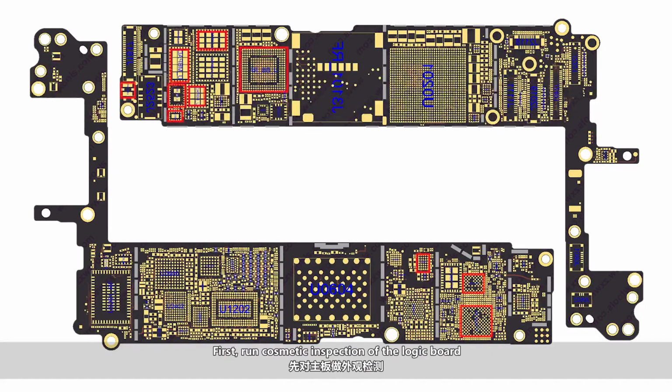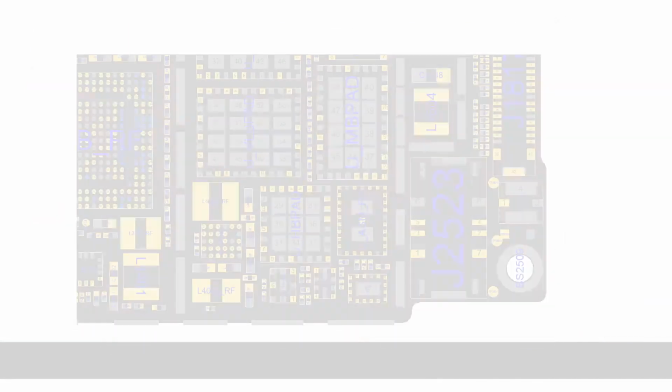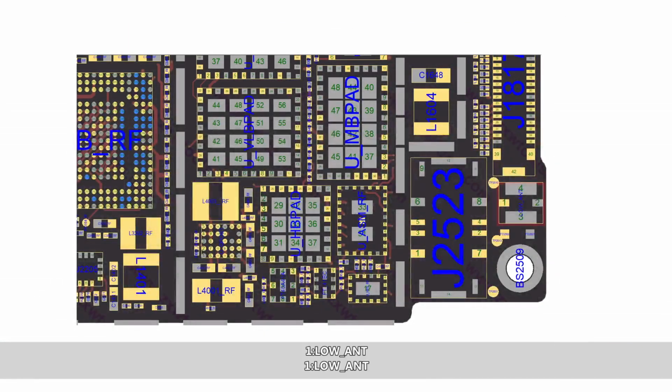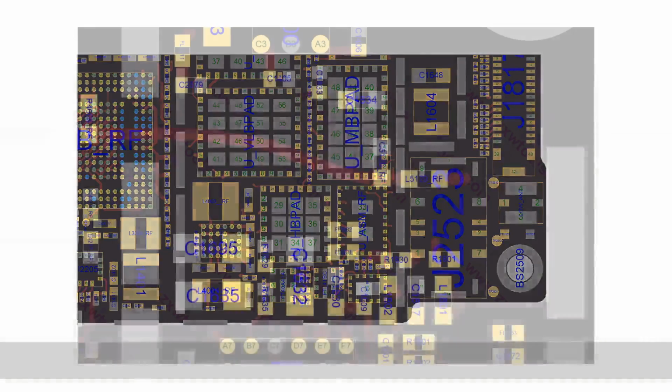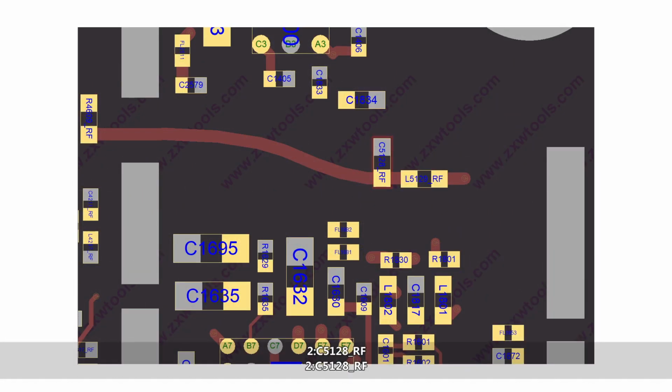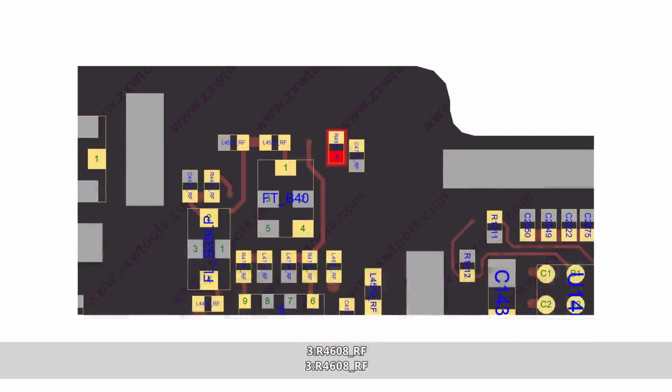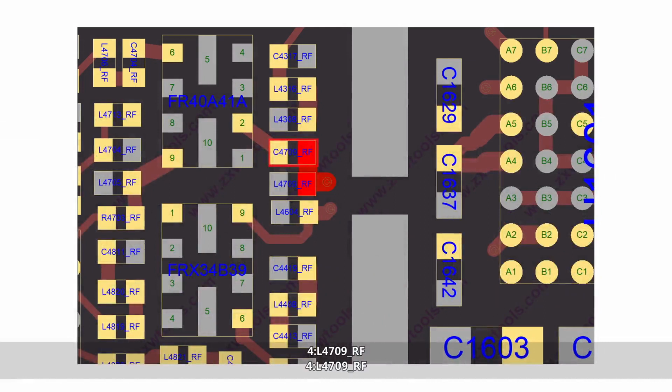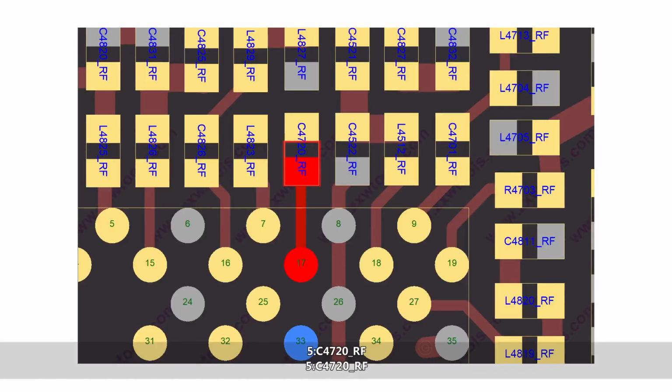First, run cosmetics inspection of the logic board and check whether band 41A relevant area is normal. Then, connect an external antenna with the following nodes, one by one. Reception passage. 1. Lower antenna. 2. C5128RF. 3. R4608RF. 4. L4709RF. 5. C4720RF.